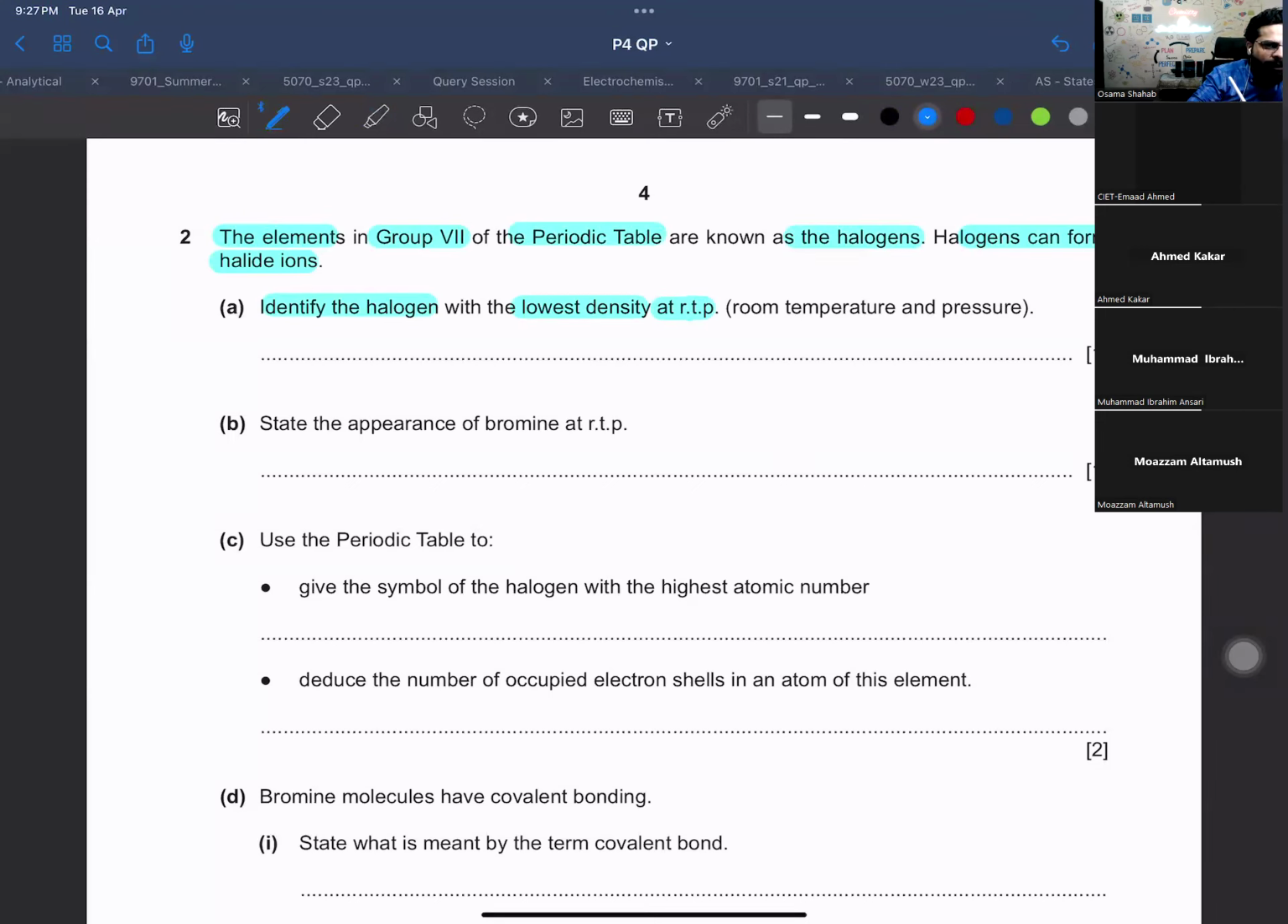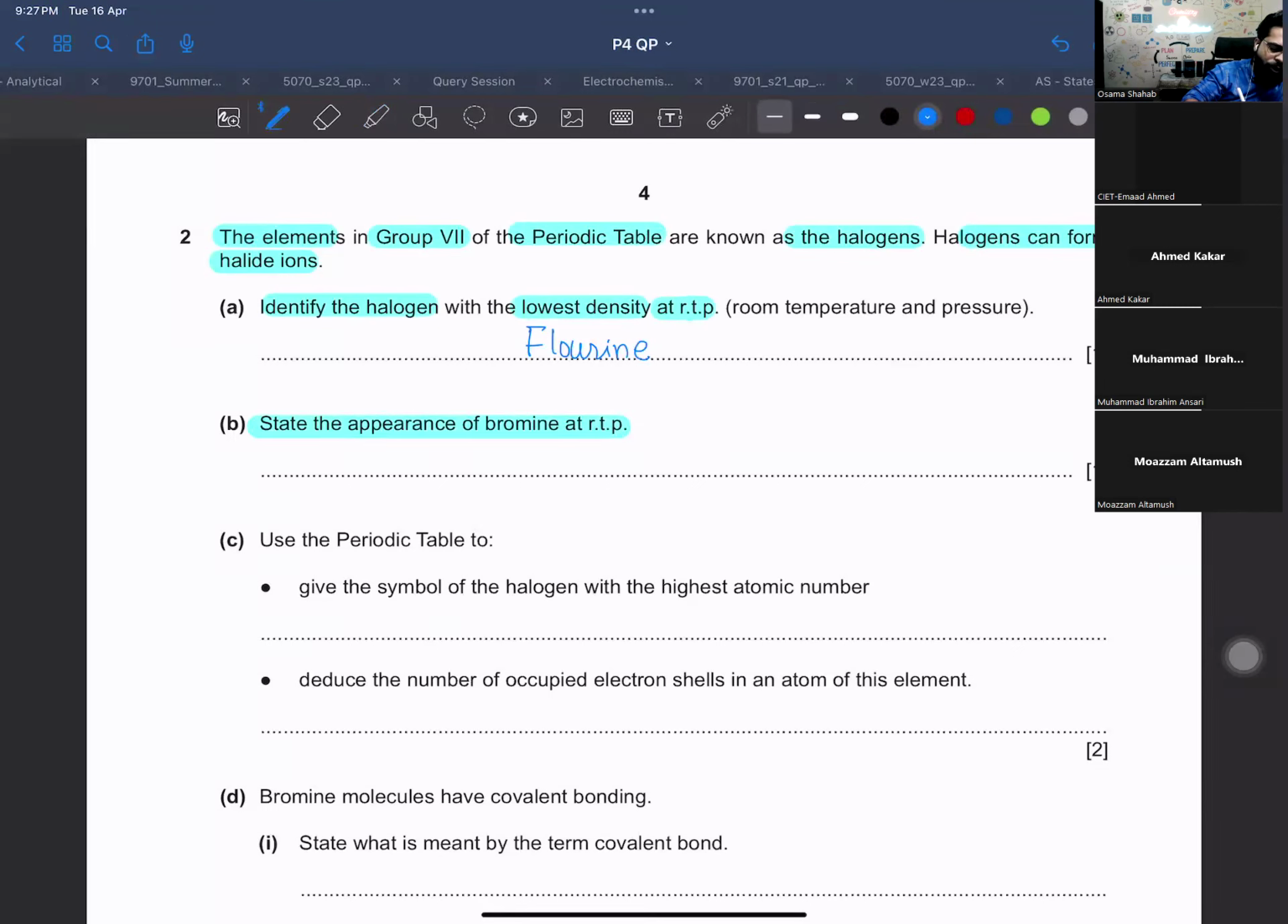Definitely, density increases down the group. So the first element of this group would be the least dense. Absolutely right, good job. Then they are asking for the next thing. State the appearance of bromine at room temperature and pressure.